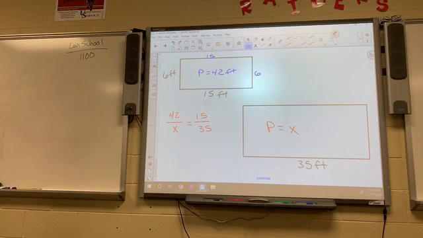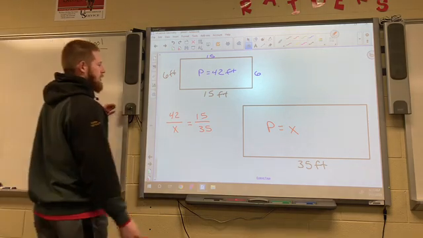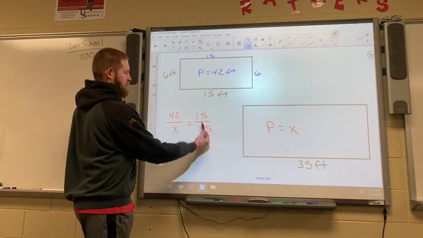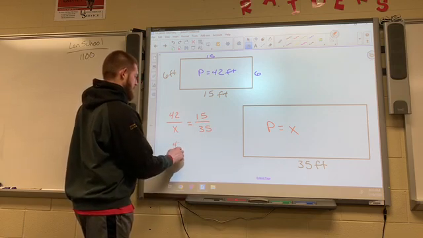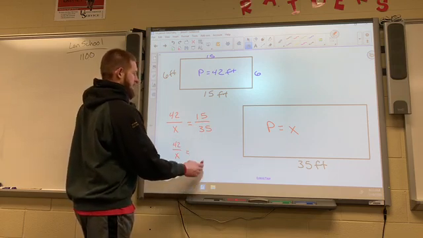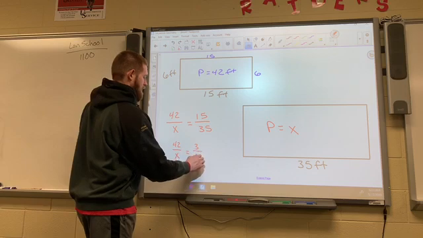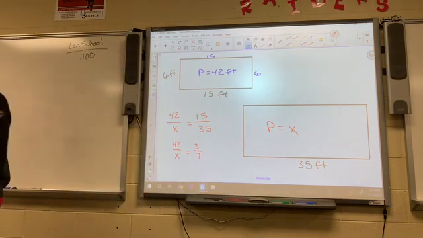Okay, so basically it's cutting a step out. We're skipping a step. We're not finding the side length first. We're just going straight to the perimeter. Okay, I notice that both of these are divisible by 5. So I have 42 over x is equal to 3 over 7. All that's going to do is make our numbers a little bit smaller and nicer to work with.